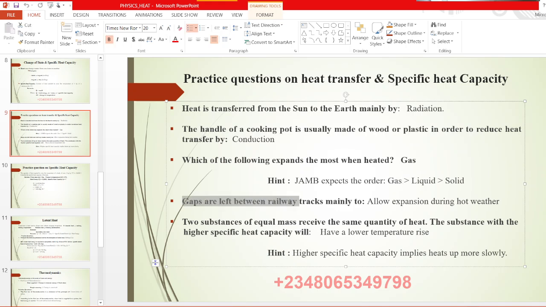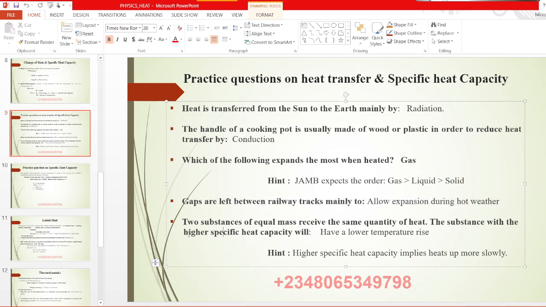Gaps are left between railway tracks mainly because, during hot weather, the railway tracks where trains pass are mainly made of metals, and they will expand. That is why there are always some gaps left on the railway tracks. During hot weather, the ridges on that track expand from the original size, and it would cause a gap on the railway tracks. And once the weather is cool, it contracts back.